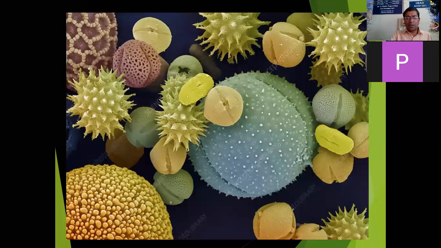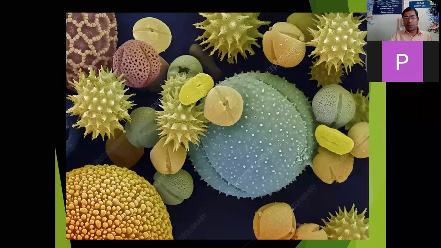Here you can see also the next picture. You can see the ornamentation on the outer wall of the pollen grain. Here there is no ornamentation, a plain outermost layer, that is the exine. This type of pollen grains is usually present in our hibiscus.